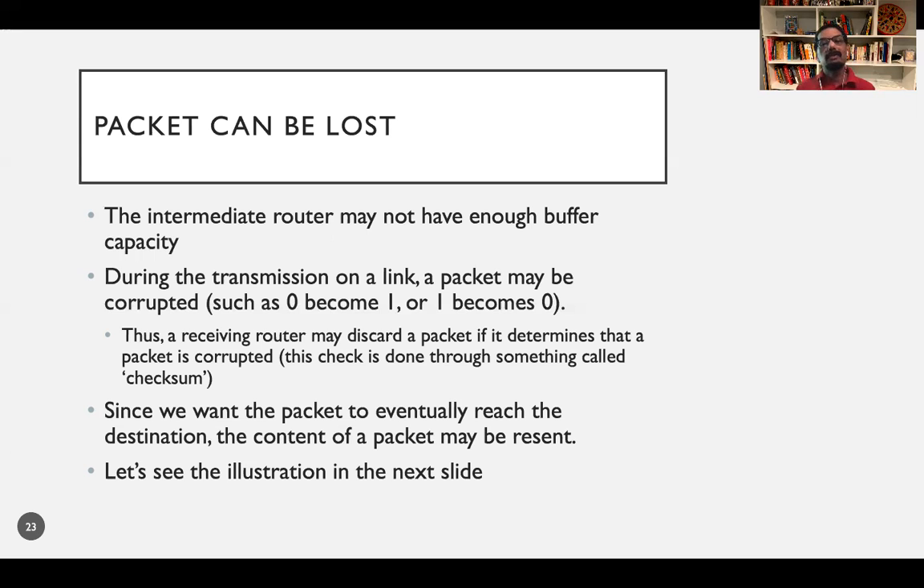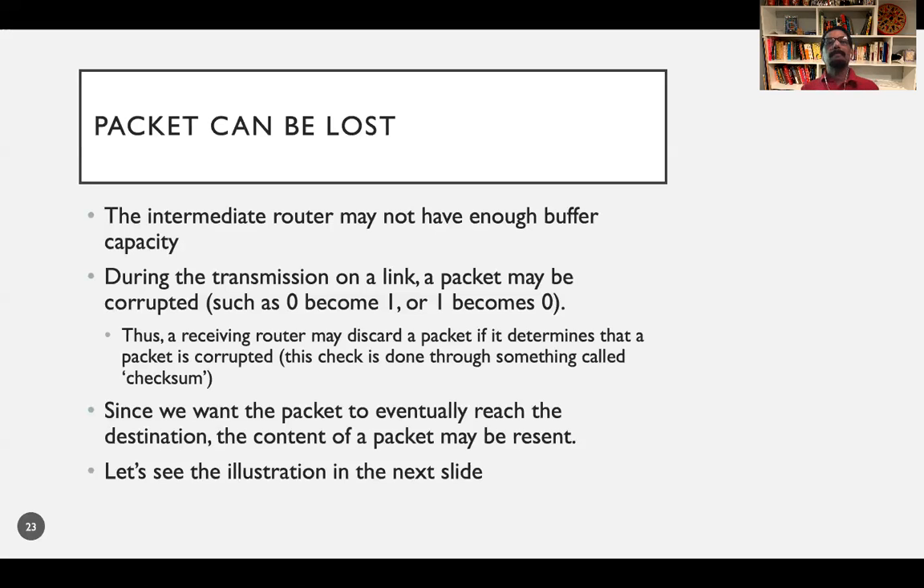How does a router know it's not a good packet? It's done in the TCP header, sorry, the IP header. I'll come to IP in a second. The IP packet header has something called a checksum operation that looks at all the bits of zeros and ones to verify that the packet has integrity. Then it's a good packet.